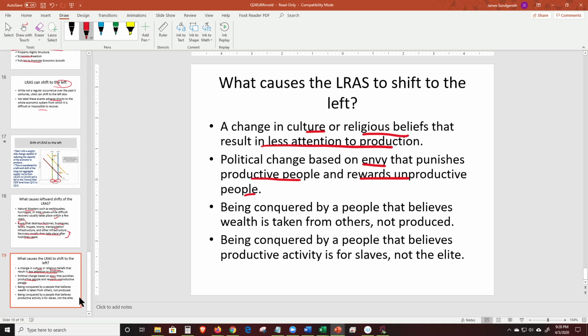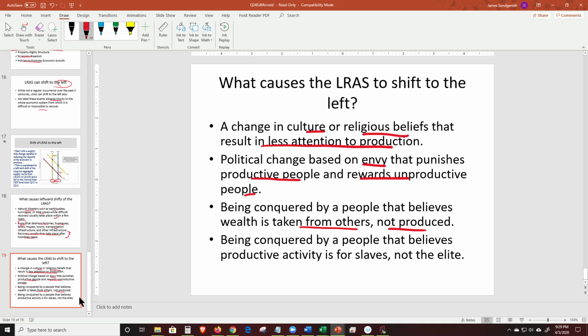And being conquered by a people that believes wealth is taken from others, not produced. Oh my goodness, this has happened often in history. I mean, we can talk about various conquerors. Sometimes the conquerors actually result in greater wealth being produced. But if indeed you think that you're the conqueror, that you shouldn't work, you just get others to do it.